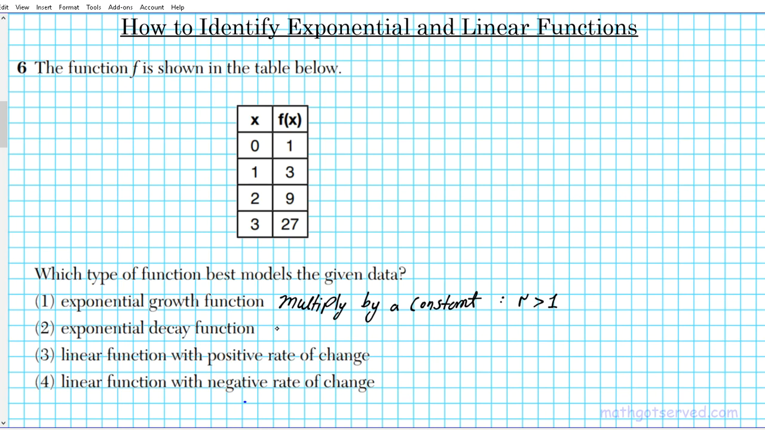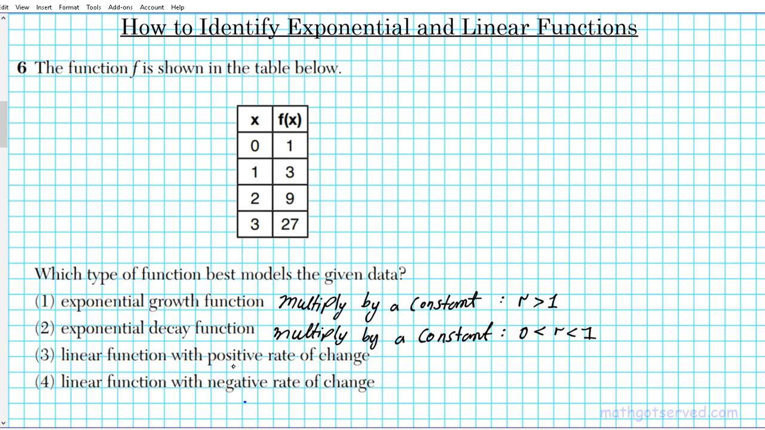How about decay? It's similar, but a slight difference. In this case, you're going to multiply by the same number over and over again. Multiply by a constant. This is a decay factor in this case. But that r factor will meet the following condition: that r, or that constant or decay factor, is always going to be between 0 and 1. For example, if you have an r value of 1/2 and you keep multiplying by 1/2 over and over again, you have an exponential decay function.